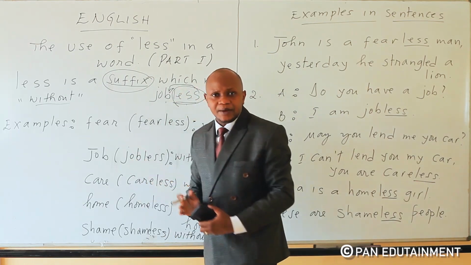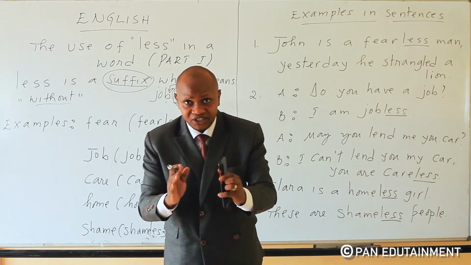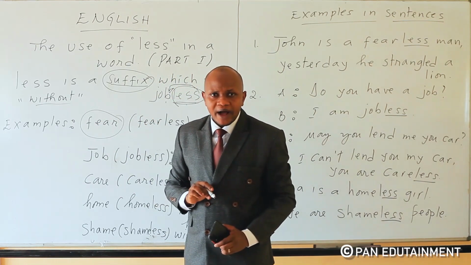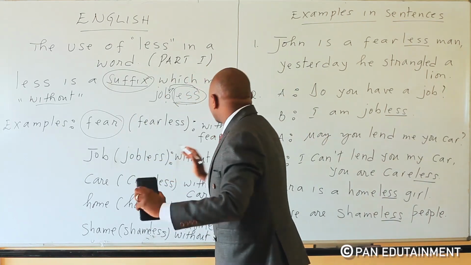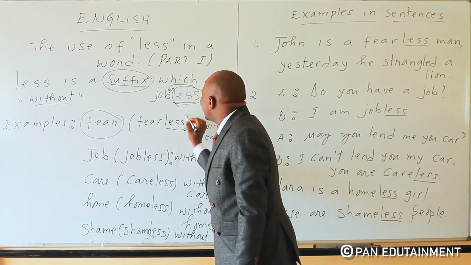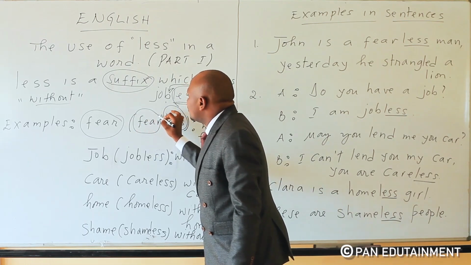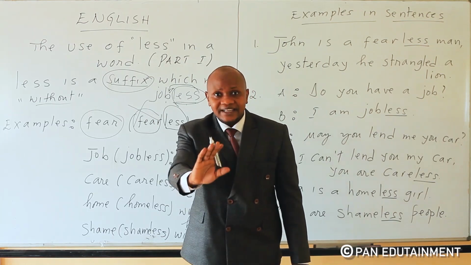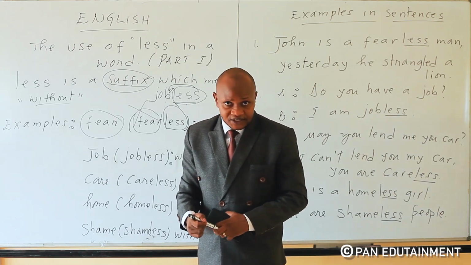Tugiye kureba different examples that are going to help you. These examples are going to help you understand the use of less. For example, when I have the word fear, ubwoba. A fearless person, umuntu uri fearless, ni umuntu udafite ubwoba. Without fear. Iyo tuvuze ngo John is fearless, ni nko kuvuga ngo John nta bwoba agira. Less ije kukwerekana ko ubwoba budahari. We don't have this fear. Are we together? Fearless, without fear, no fear.